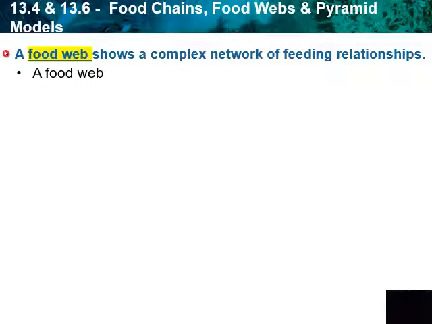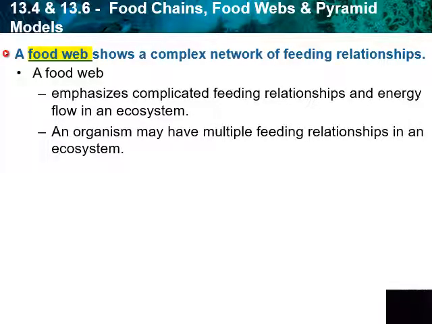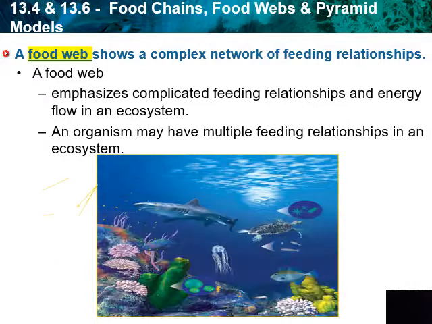Now, a food web shows a much more complex network of feeding relationships. A food chain is just showing energy flows from this to this to this to this, okay? But a food web actually shows the more complicated feeding relationships in that ecosystem and more complicated ways that the energy actually flows because an organism may have multiple feeding relationships in an ecosystem, okay? So you look at all those different arrows, right? You can see that there's multiple arrows pointing to different things because one thing doesn't just eat one particular thing. If you look at my shark up here, he's eating the squid, he's eating the fish, he's eating all sorts of different things, okay?